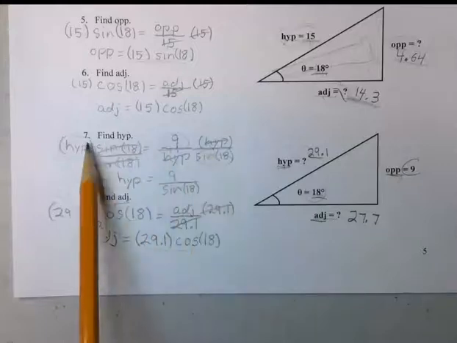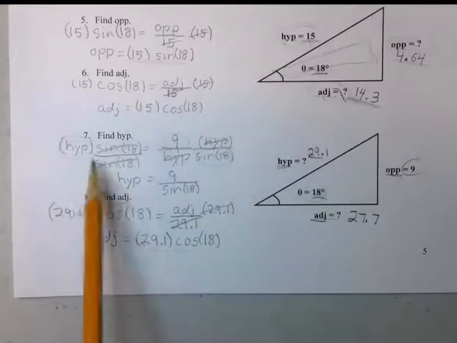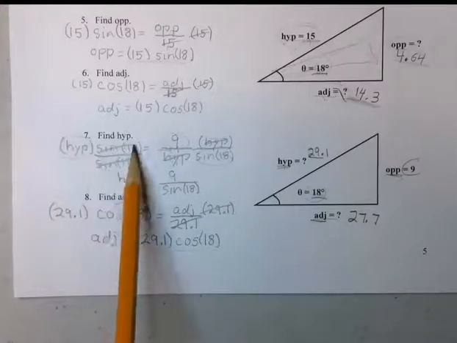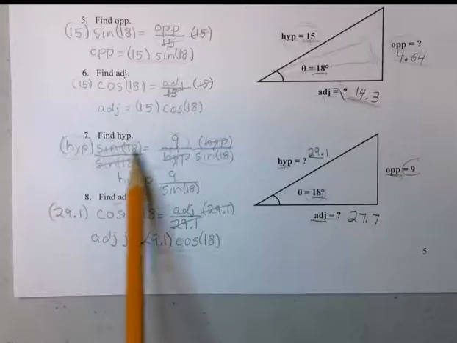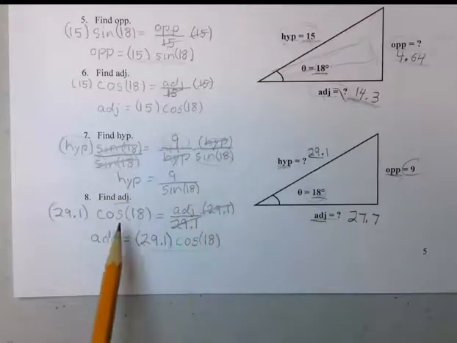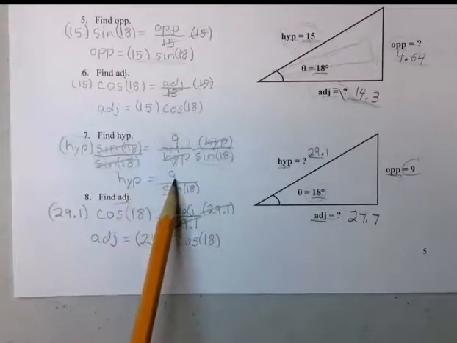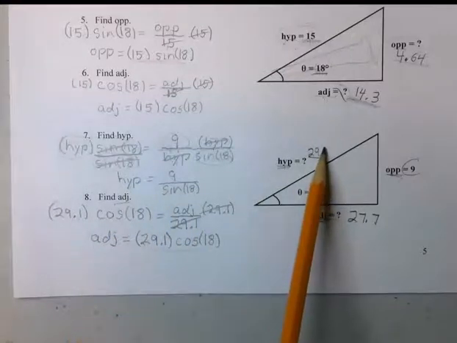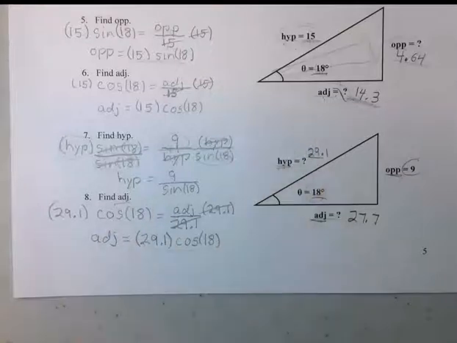Multiply both sides by hypotenuse, and this cancels. Then you've got to get hypotenuse by itself. So you divide both sides by sine 18. These two cancel, and it ends up on the bottom over there. So this is what you end up with, 9 over sine 18. You plug that into the calculator, and it gives you 29.1.